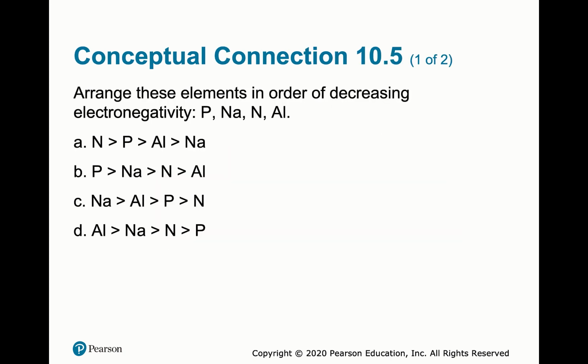So arrange these elements in order of decreasing electronegativity, highest first, then lowest. It follows the same trend as first ionization energy. So the highest up and furthest to the right is nitrogen. Right below nitrogen is phosphorus, and then to the left of phosphorus is aluminum, and then sodium is far over as an alkali. So it's going to be nitrogen first, then phosphorus, then aluminum, then sodium.